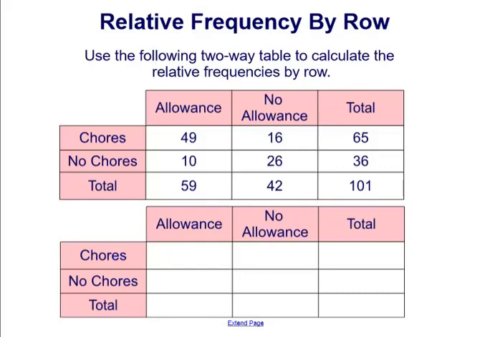Let's look at another example with different data. We're going to use the following two-way table that's comparing students that have allowance with chores and allowance with no chores versus chores with no allowance and no chores with no allowance. And we're going to use that information to calculate the relative frequency by row.